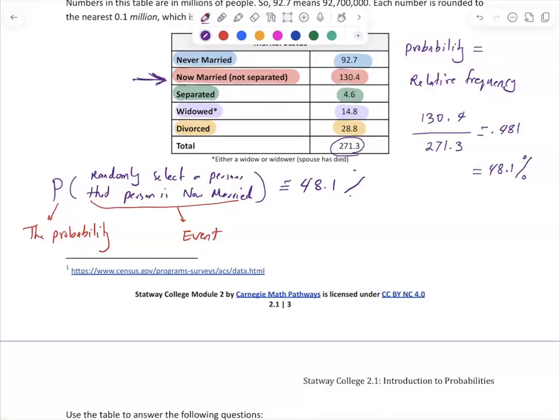Suppose I ask you to find the probability that you see a person on campus and you're wondering what's the chance that person is divorced? You're finding the probability that a person is divorced. What are you going to do? You're going to do a division. 28.8 divided by the total number of people who were surveyed here, which is 271.3. Let us do the division here.